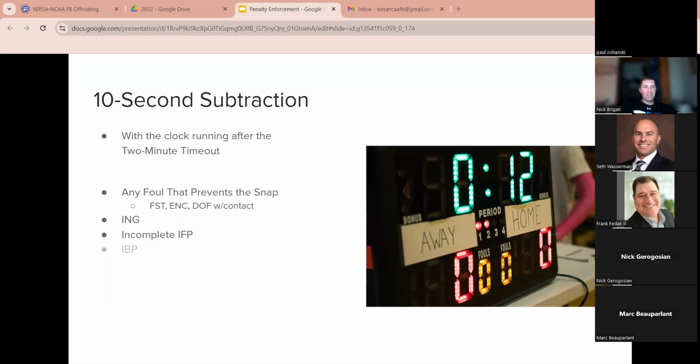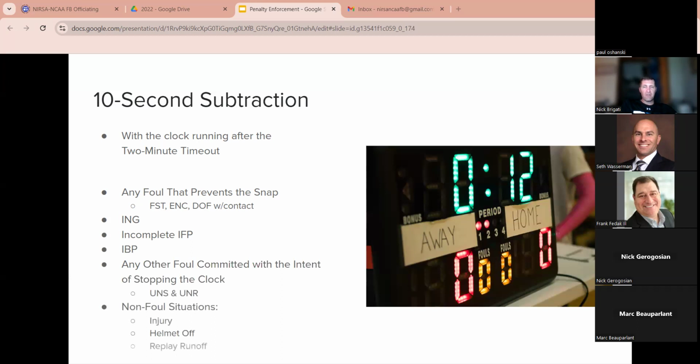Incomplete illegal forward pass, illegal backward pass out of bounds to conserve time, or any other foul committed with the intent or result of stopping the clock can trigger a 10-second runoff. That would include UNSs and UNRs. Additionally, we do have non-foul situations such as injuries, helmets off, and instant replay.